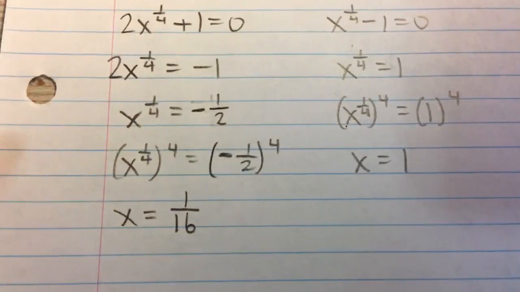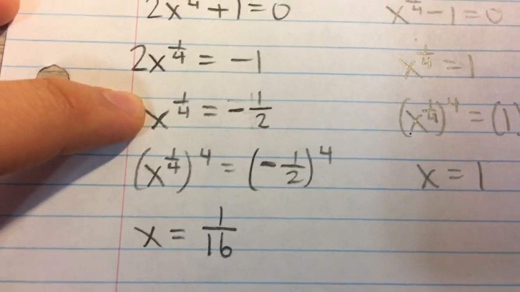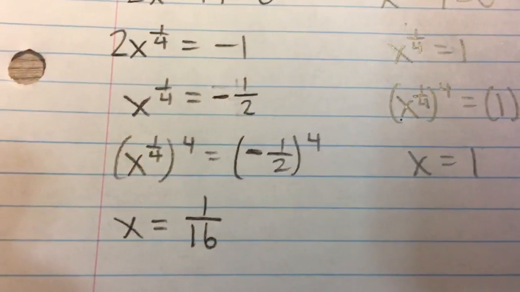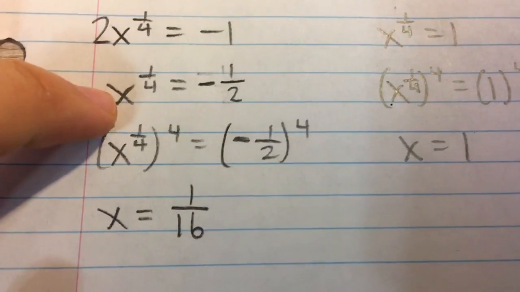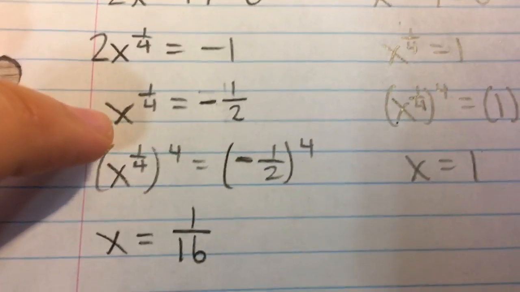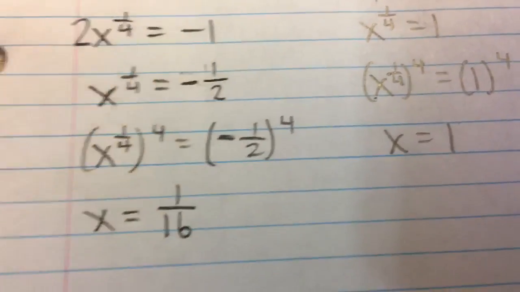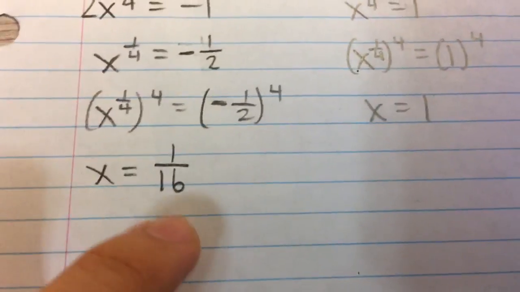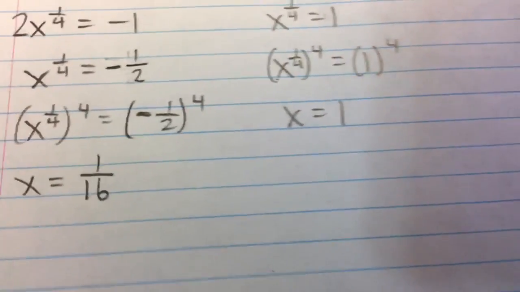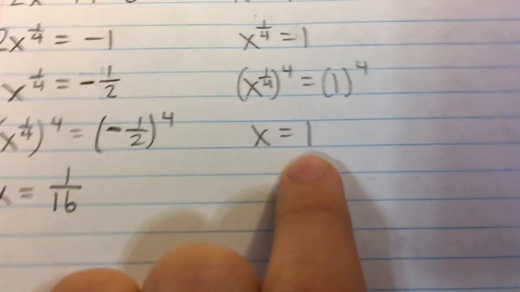And another way you can think of this is if you take a look right here, we have x^(1/4) is equal to -1/2. And if you take, say, the 4th root of any number, it will never be negative, right? Because the 4th root has to be positive for it to be a real number. And so that's why this produces a solution that's not a real solution, and our only real solution is x equals 1.